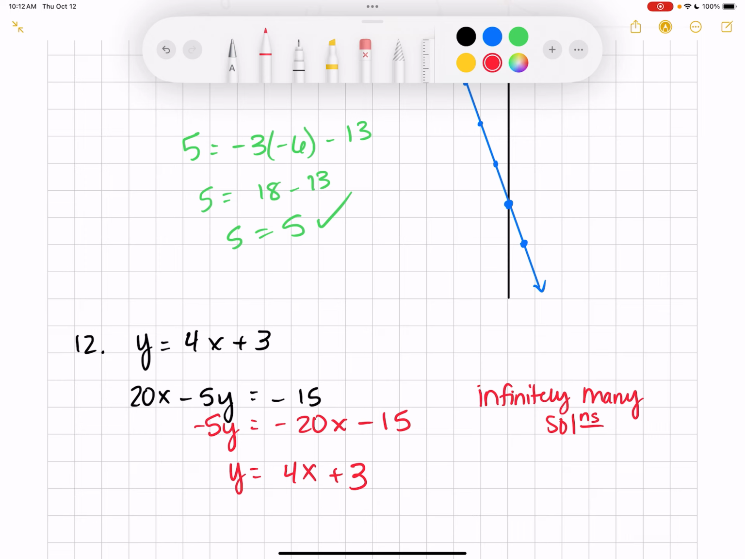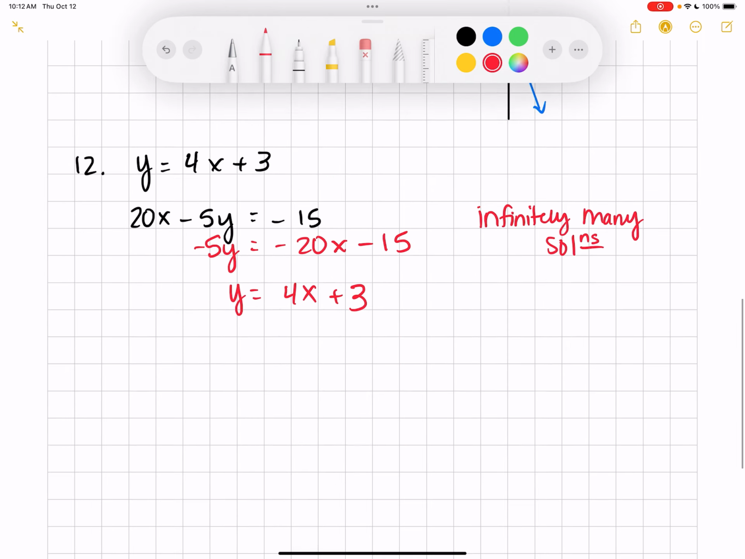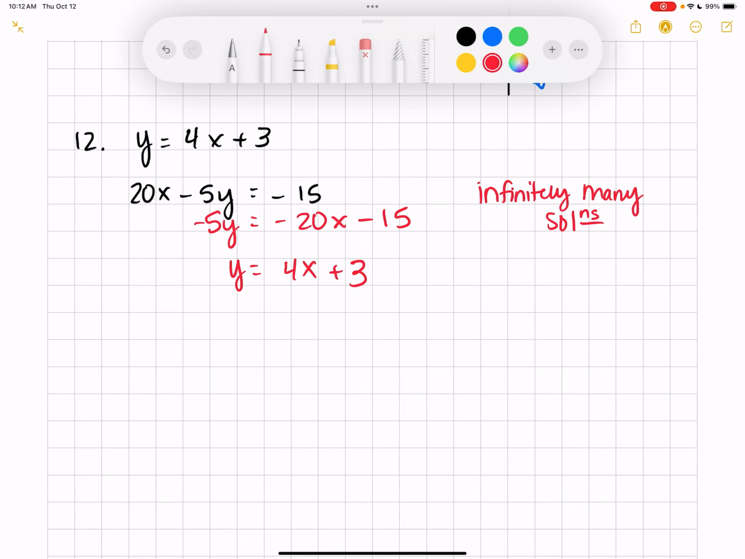So the first problems that we did had one solution. This has infinitely many. I don't see in the section where you actually are graphing them that there's a no solution one, but that would just be if they gave you parallel lines, if that should happen. So you don't need to graph this one because it was the same line. You can just say infinitely many solutions.